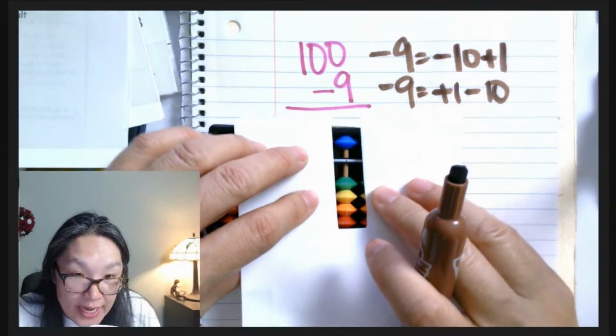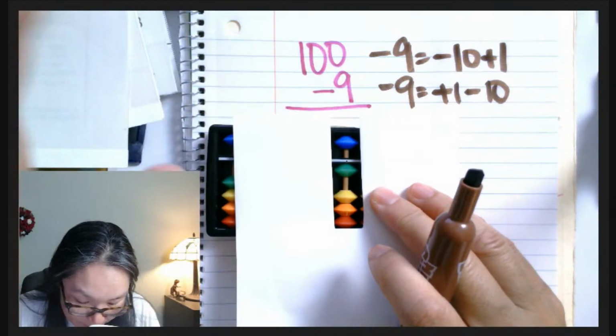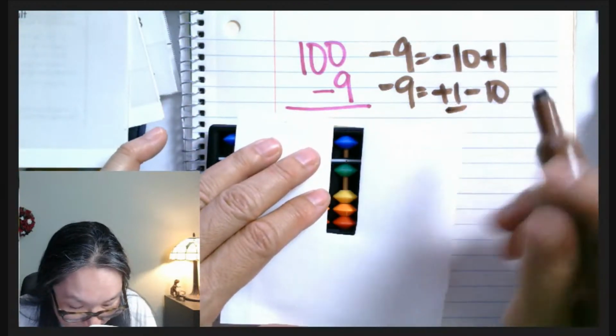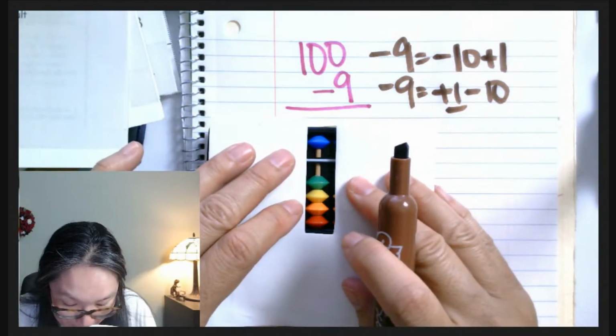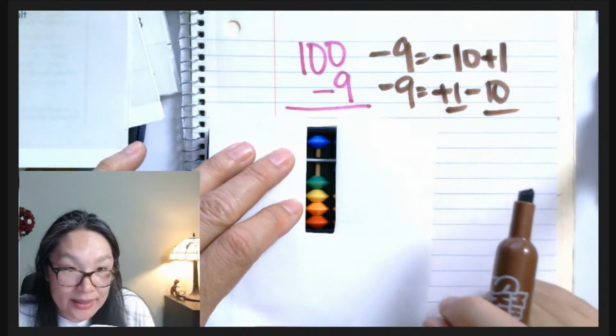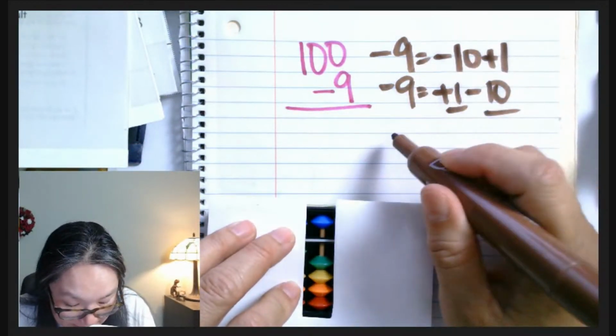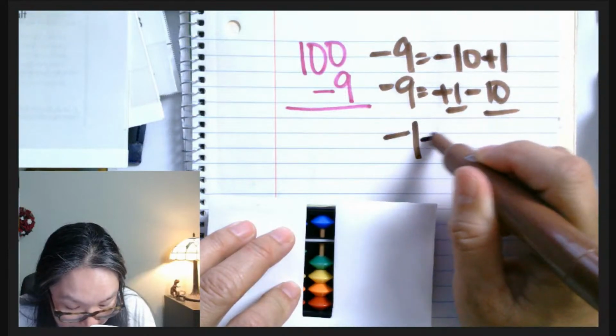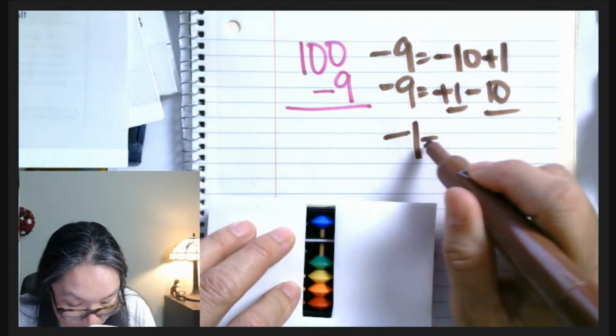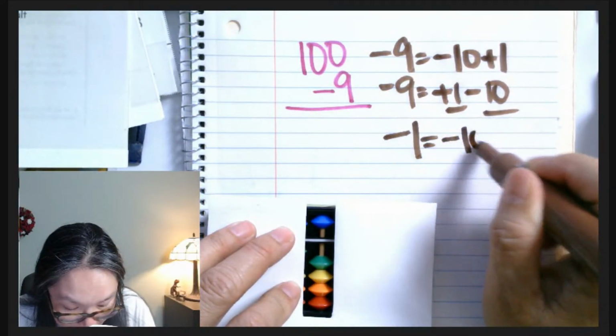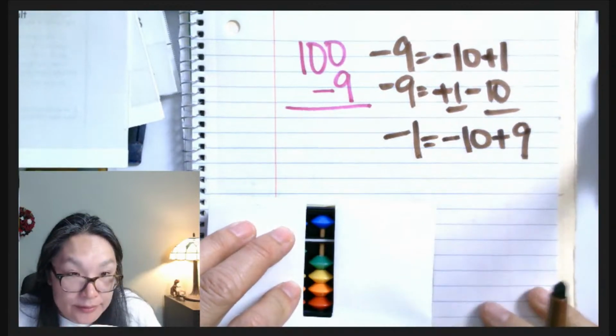So before I forget, I'm going to plus the 1. I'm going to plus my 1. Now I go to my 10. I need to take away my 10. Can't do it. So now what do? Remember how to minus the 10? Minus the 10 is like the same thing as minus 1. Minus 1 is equal to minus the 10 plus the 9.